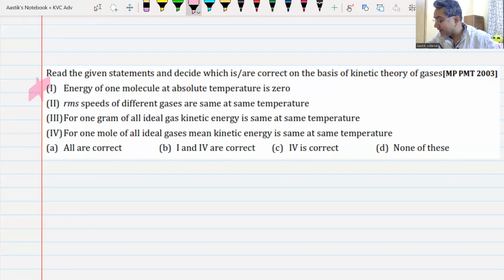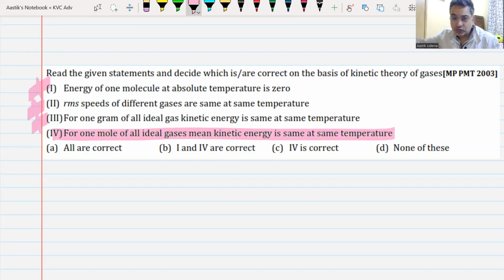RMS speed of different gases at the same temperature are same. True or false? False. 1 gram of all ideal gases will have the same kinetic energy at the same temperature. True or false? False, sir. 1 mole of all ideal gases will have the same mean kinetic energy at the same temperature. True or false? This is the only statement that is true.